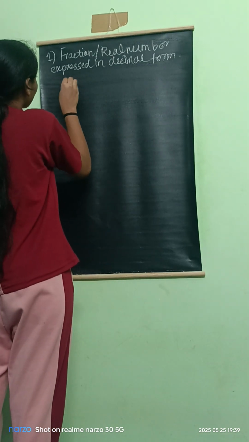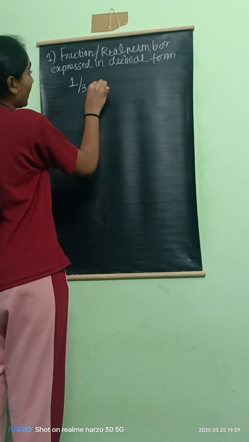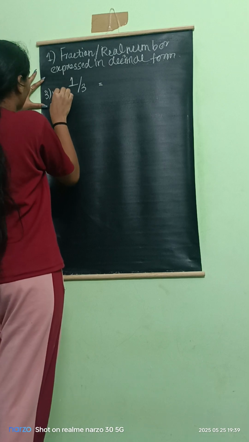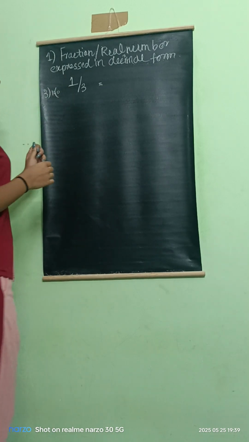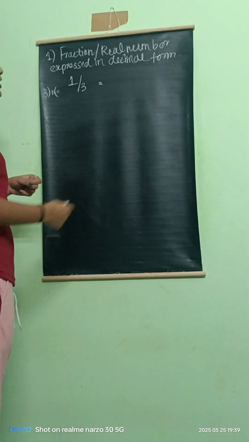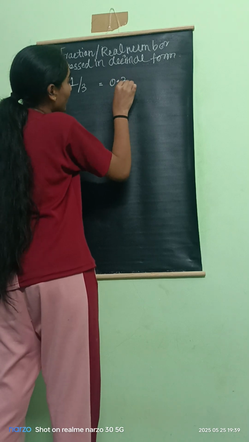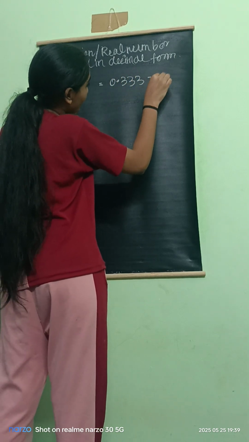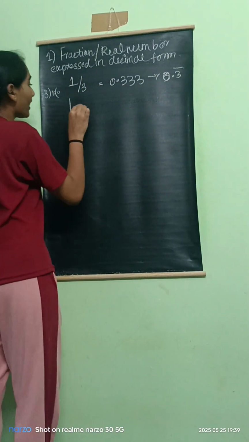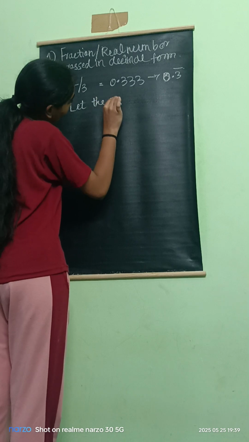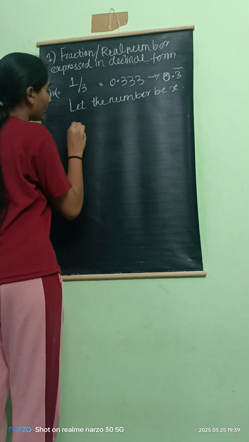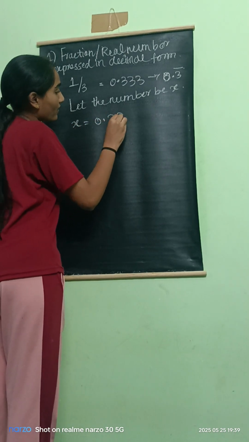Here, let's take the example of 1 by 3. Let's divide it. What do we get? 0 point, same as 10 by 3, where we got 3.33 something. But here for 1 by 3, we get 0.333, that's 0.3 bar. So let the number be x. So x is equal to 0.33 recurring.